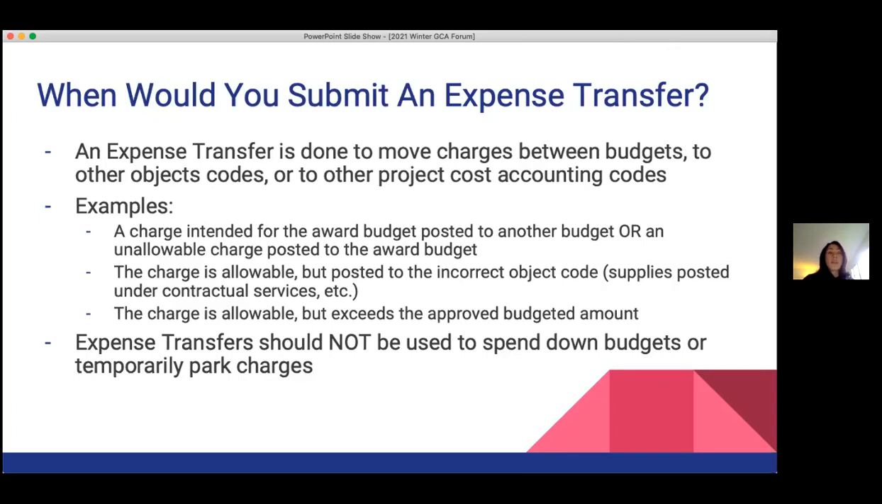And you would submit a transfer if a charge intended for an award budget posted to an unrelated budget, or if a charge was unallowable on the award budget. And it could also be that the charge is allowable, but it posted under the wrong object code. So you might have a supply charge that posted under 03 where it should have been 05. And another instance is that the charge is allowable, but exceeds the allowed amount. So if the award, for example, only allows up to $1,000 in benefits and you post 1,200, you would need to transfer off that 200. You wouldn't submit an expense transfer if you're only trying to spend down the budget or park charges.